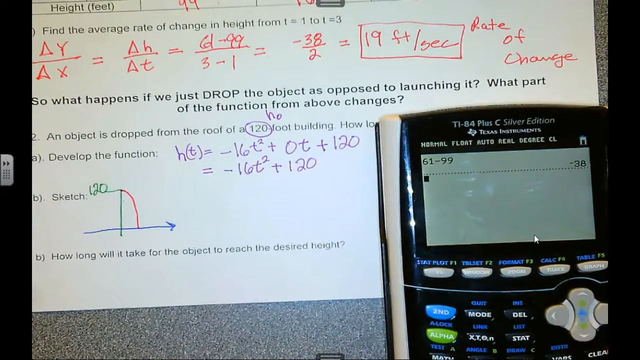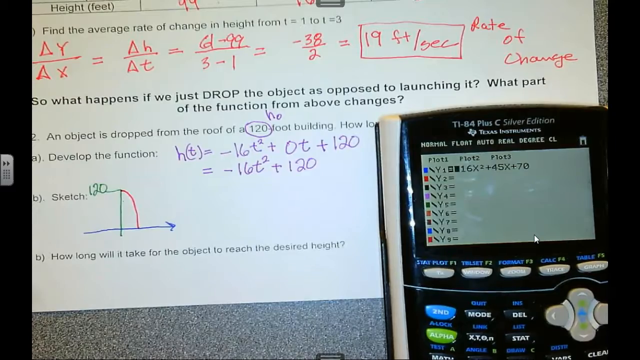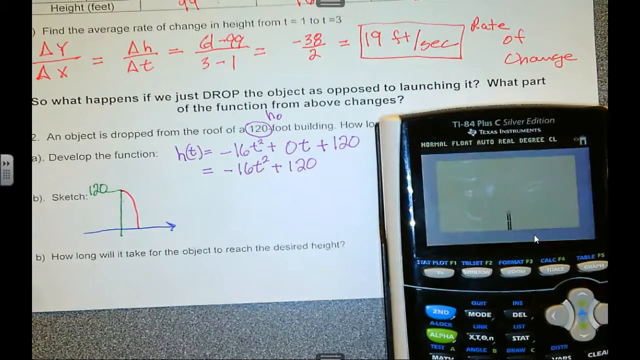Now, do this with me so we don't have all different answers again. Negative 16x squared plus 120. Now let's see if it fits into our window that we had. It should. And there it is. Okay. So it kind of looks like my sketch. Here's my 120-foot building. When is it going to hit the ground?